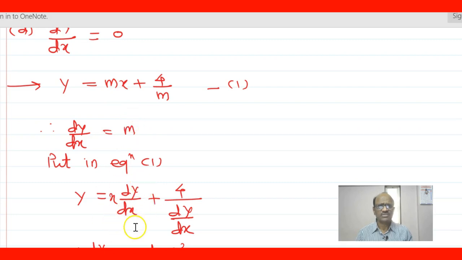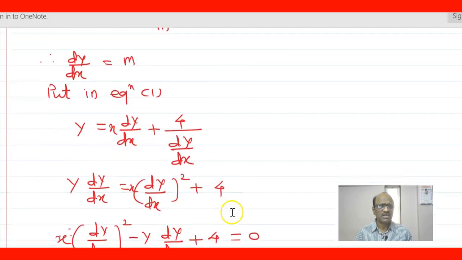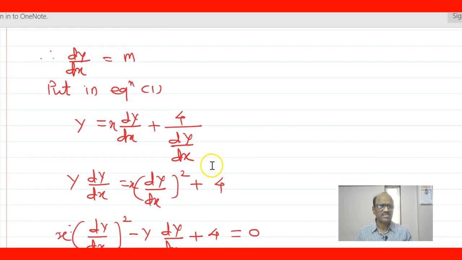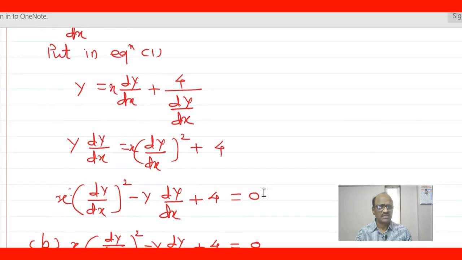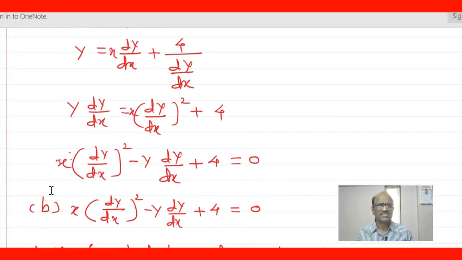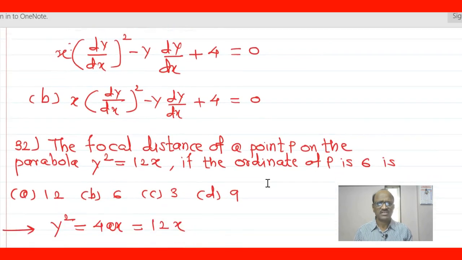That is, y equals x into dy by dx plus 4 upon m, and m means what? m equals dy by dx, so that is 4 upon dy by dx. Now simplify this: multiply on both sides by dy by dx. Then you will get y into dy by dx equals x into (dy by dx) squared plus 4. Now adjust it like this: x into (dy by dx) squared minus y into dy by dx plus 4 equals 0. Hence the B option is correct.